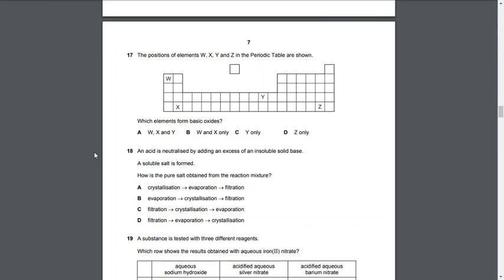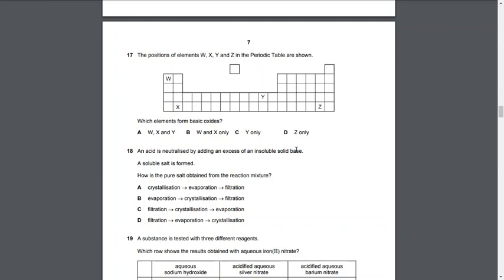So we're gonna go through the first option first of all. Let's look at the key points in it. An acid is neutralized by adding an excess of insoluble solid base. The solid base is insoluble. A soluble salt is formed. This is from the salt chapter, and these things are usually learned by students and teachers explain it in the classrooms, how to solve these sort of questions.